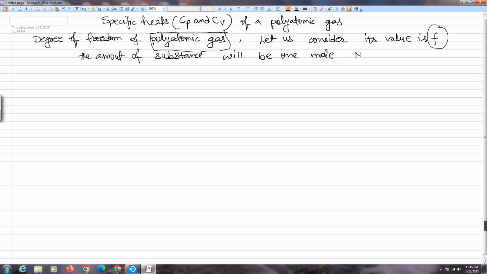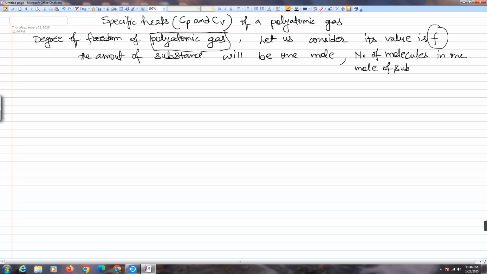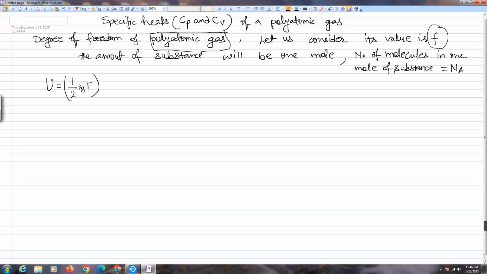And one more thing, the number of molecules in 1 mole of substance will be Na. Na means Avogadro number, correct? So here we have to find the value of internal energy as usual. We will find it with the help of the law of equipartition of energy, which says that each degree of freedom carries equal energy, and that energy is equal to 1 by 2 kBT.